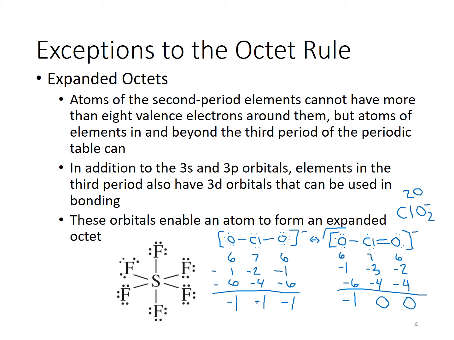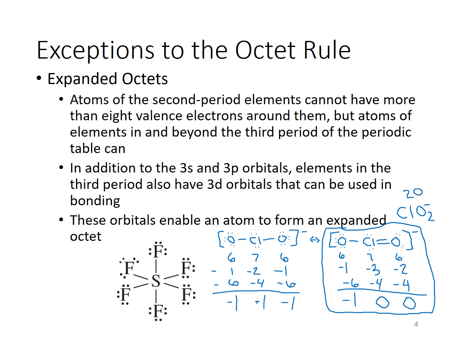So this actually might be a better representation, or is a better representation of ClO2 minus chlorite, that 20 electron system. And we're actually violating the octet rule of the chlorine in the middle there. And that's in order to get more favorable, lower magnitude values of these formal charges.